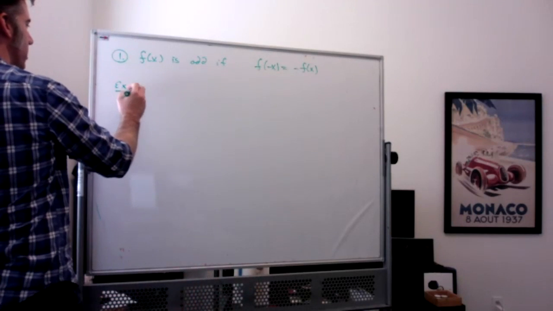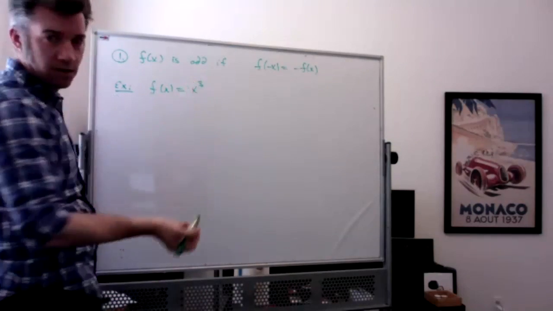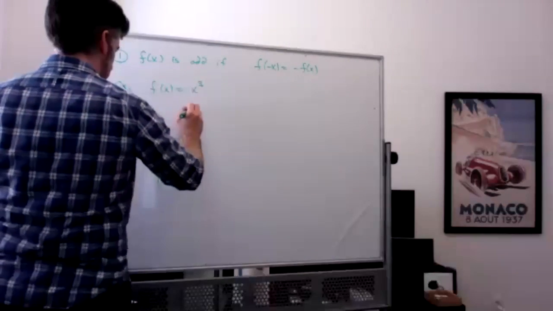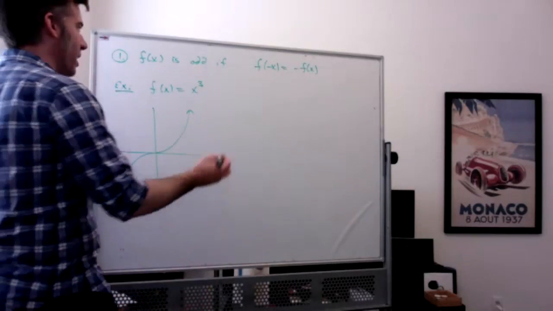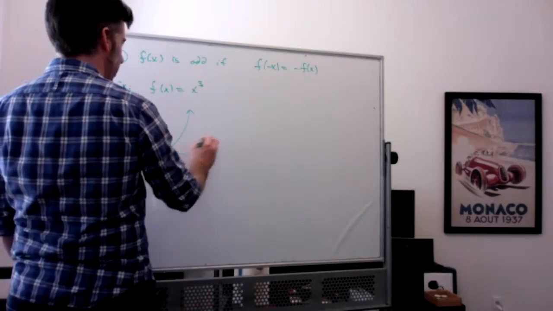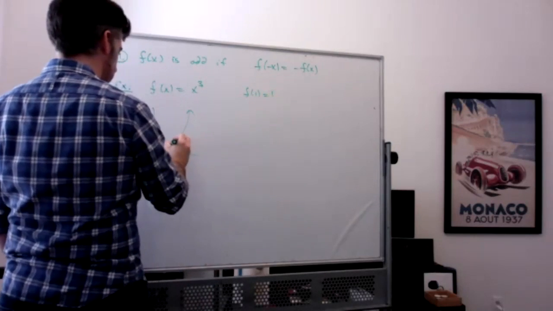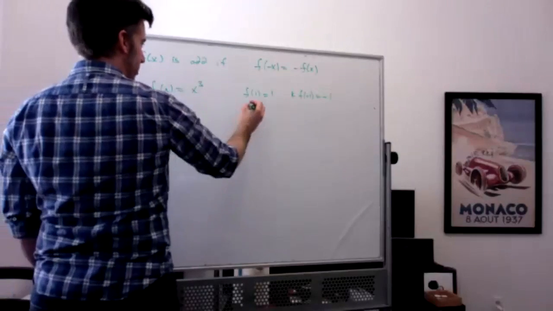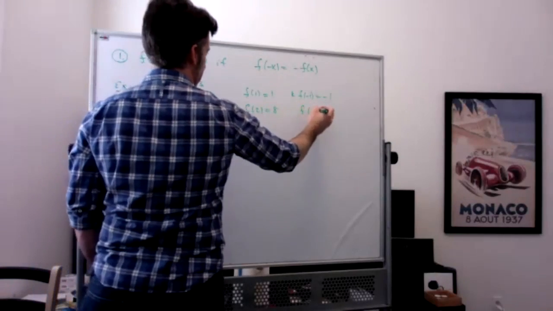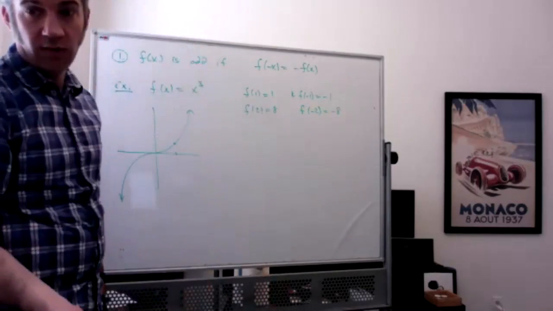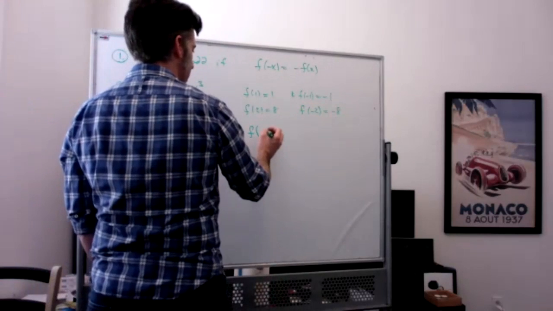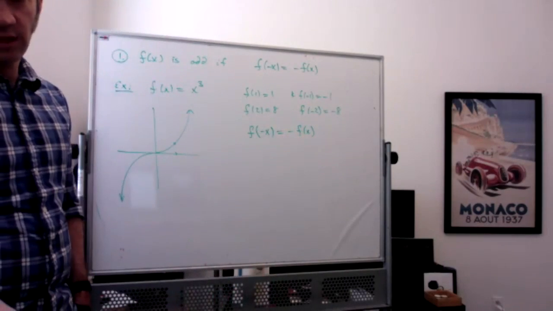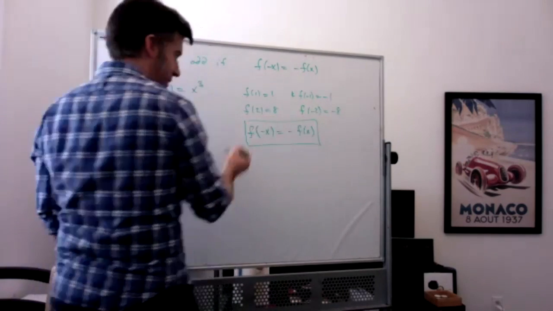An example of this is f of x equals x cubed. It looks like this. The thing to see is that whatever positive value you plug in, for example, you plug in 1, f of 1 is 1, and f of negative 1 is negative 1. And f of 2 is 8, and f of negative 2 is negative 8. More generally, f of negative x is equal to negative f of x. And that's what it means to be odd.